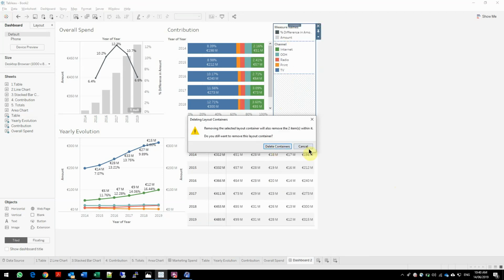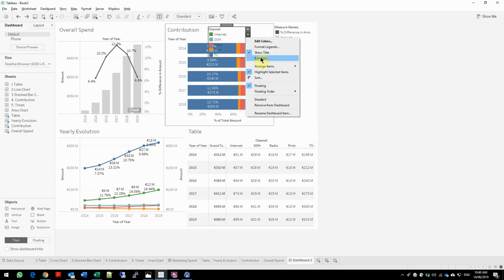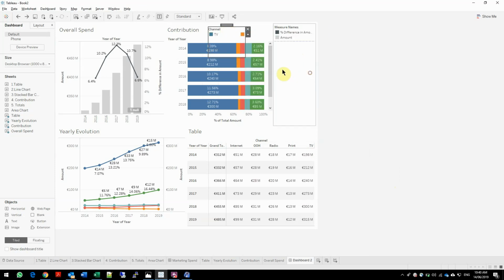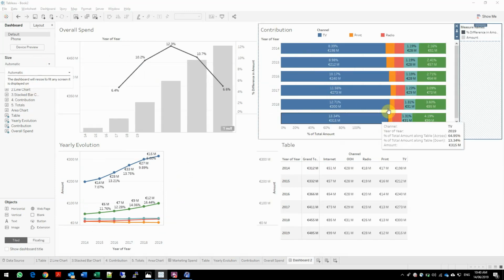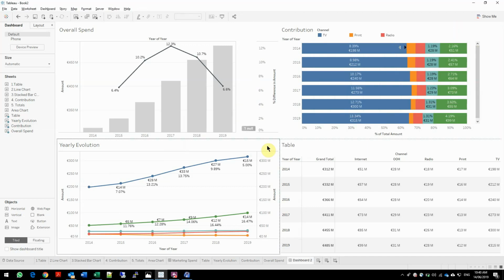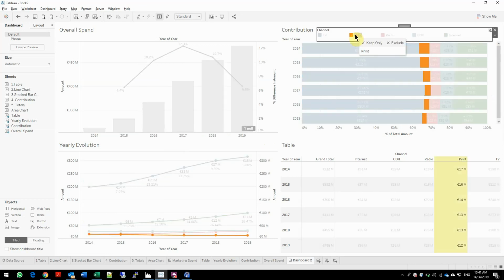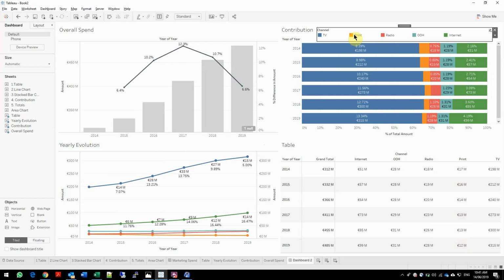Let's do some beautification in the dashboard. I want to increase it to make it automatic. I want to remove this container. Okay, and now I have the full picture.